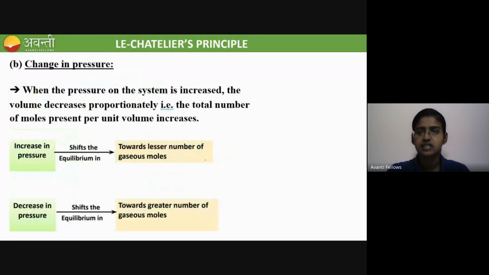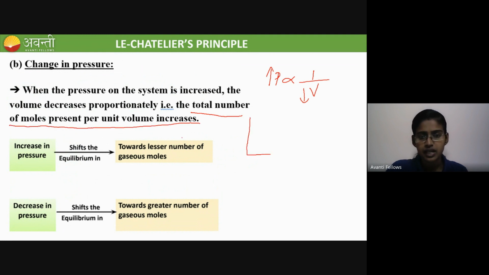The second factor is change in pressure. Now, when the pressure on the system is increased, what happens? The volume decreases, right? Because we know that pressure and volume are inversely proportional. If one is increasing, the other will automatically decrease. That is, the total number of moles present per volume increases. So this is the container which has some system or gas. This is the initial volume.